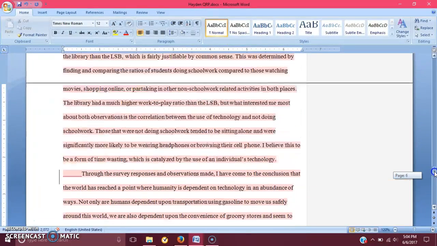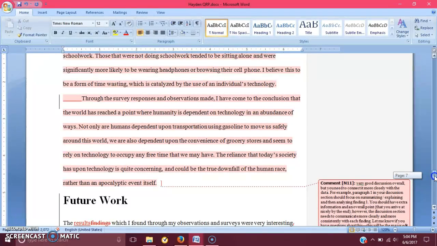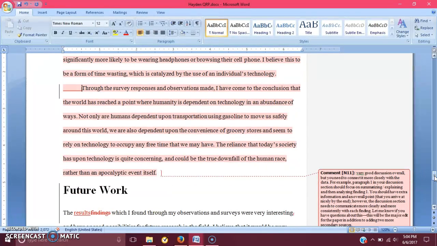All right, so the last one is right here, and this is one of the better examples of conclusions from my previous class. Through the survey responses and observations I made, I have come to the conclusion that the world has reached a point where humanity is dependent on technology in an abundance of ways. Not only are humans dependent upon transportation using gasoline to move us safely around this world, we are also dependent upon the convenience of grocery stores and seem to rely on technology to occupy any free time that we may have. The reliance that today's society has upon technology is quite concerning and could be the true downfall of the human race rather than an apocalyptic event itself.